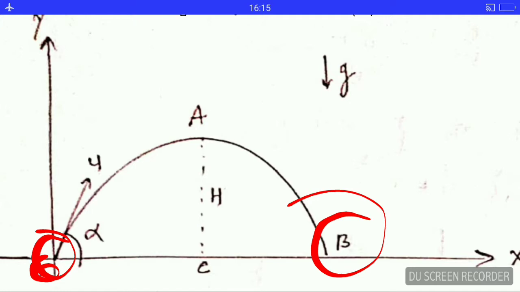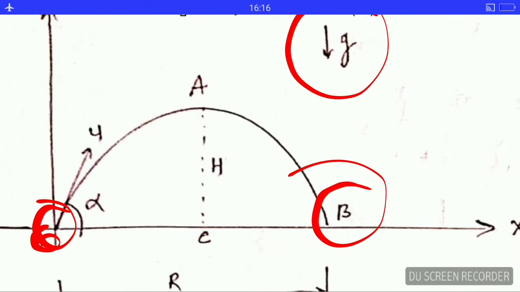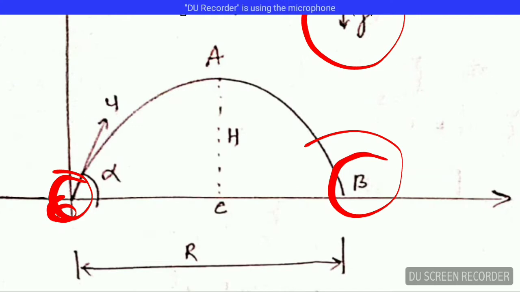And it took some time to travel, and during the motion the gravity was always downwards. That means the gravity was negative, its direction was towards the negative y direction. Now let's come to some terminologies. One more thing that you have to know is that u is the initial velocity with which the object was thrown. Now let's come to the terminologies.